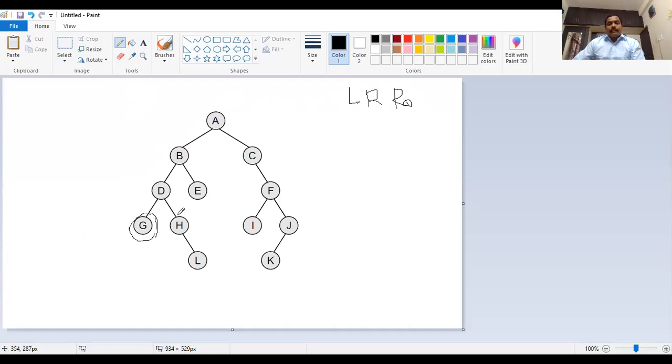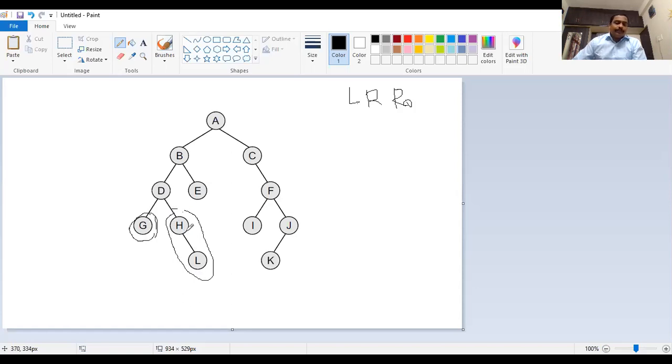Then we go to the right side. When we come to the right side of this node, D is the root node. Then the right side child is H. When we come to H, H is the root node of L. So what will happen? We have to apply this technique to this portion also.